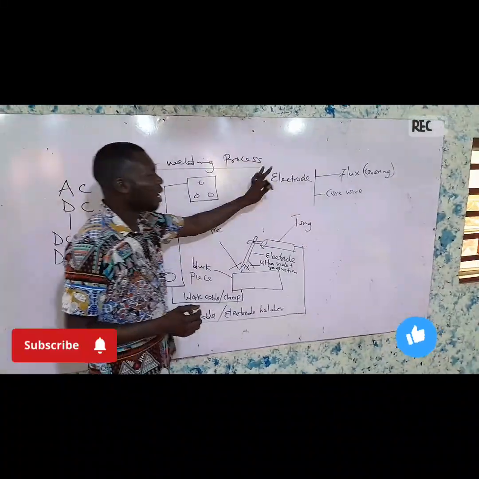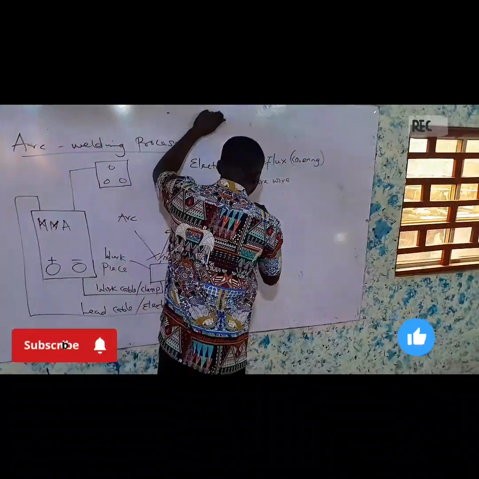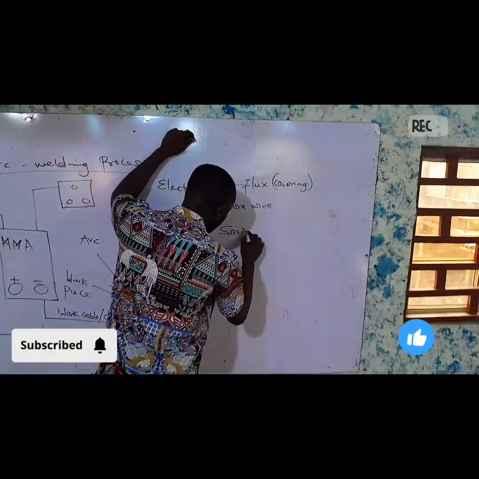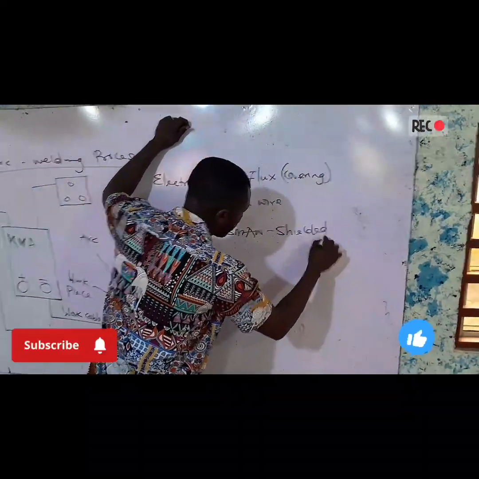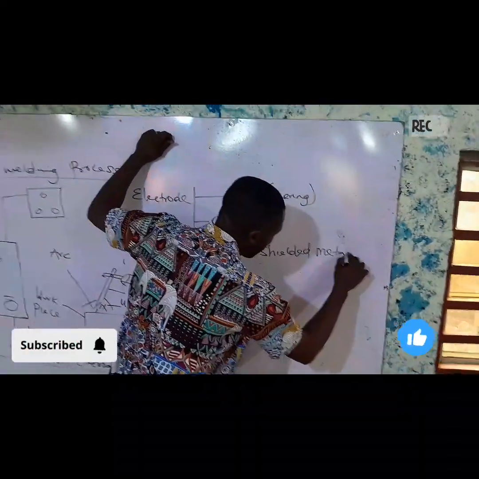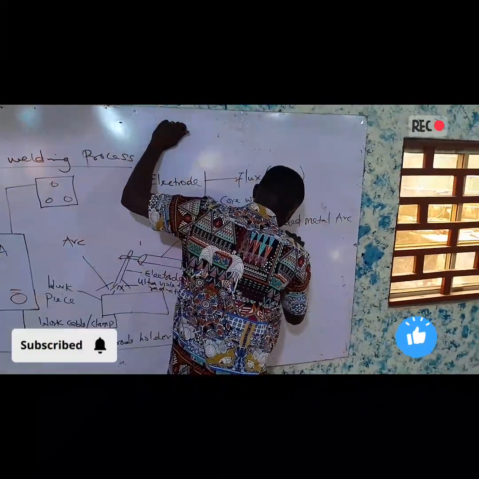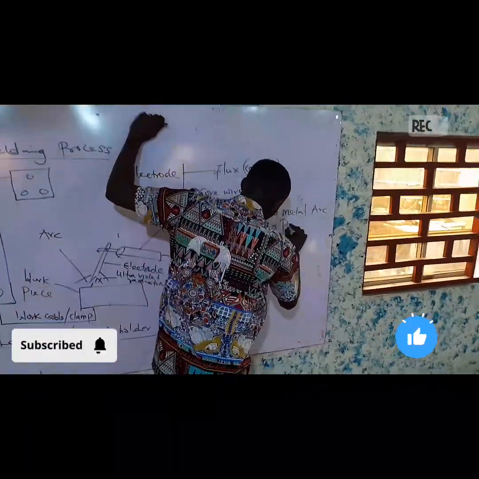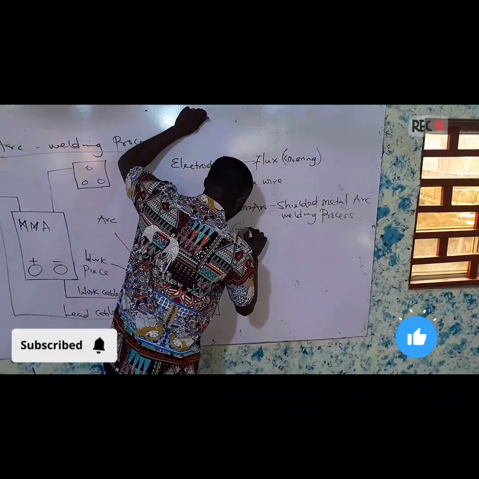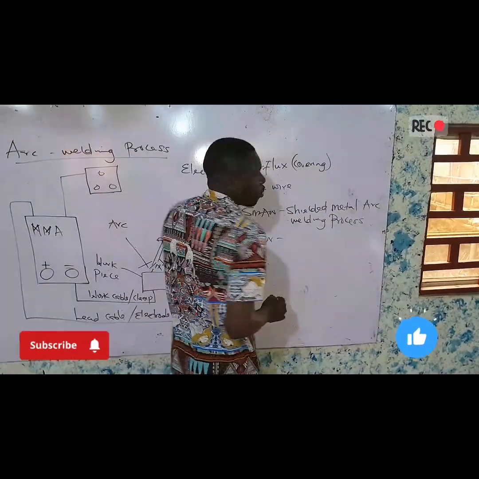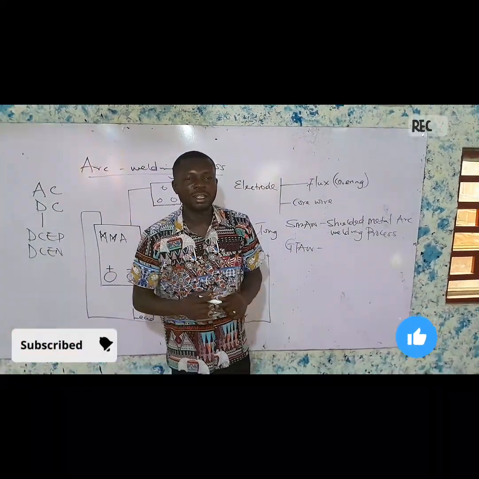But for now, what are the examples of arc welding process we have? We have the SMAW, which is known as the shielded metal arc welding process. We have GTAW.